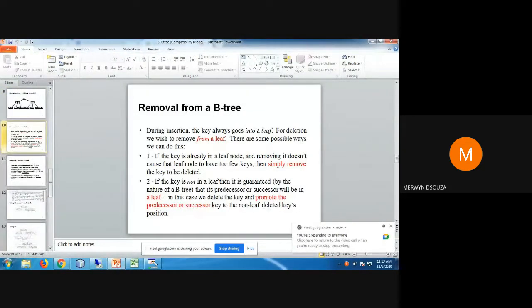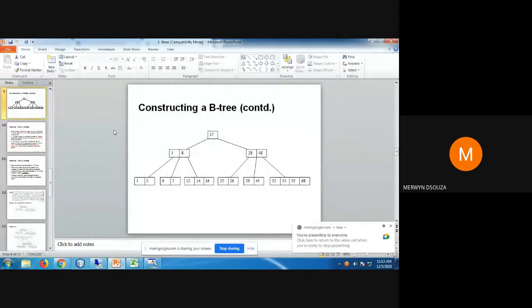So yesterday we had seen all till here where we had constructed a B tree. So we'll continue from there.